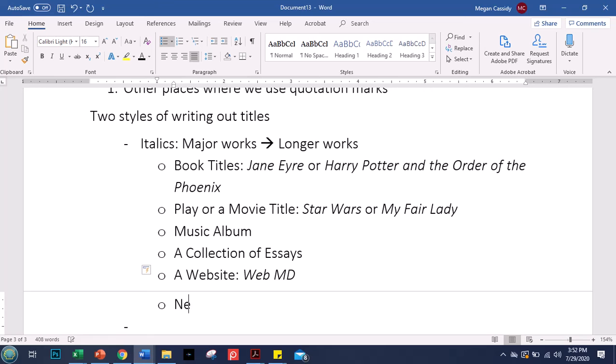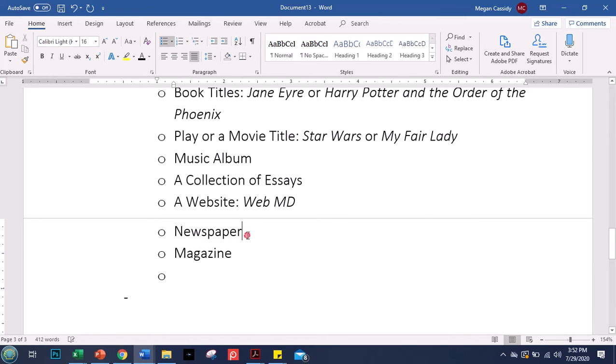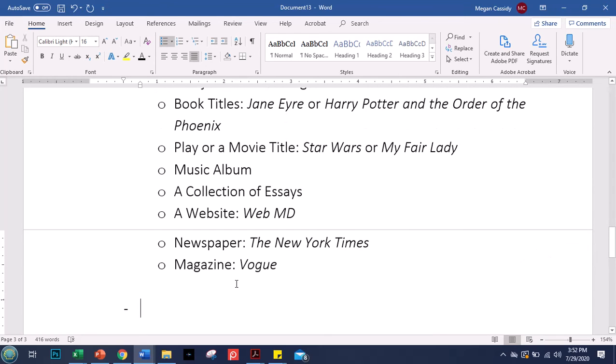Another one, a newspaper, online or in print. A magazine, again, online or in print. So, for example, the New York Times, right? Or a magazine, if any of them are still in print. Is Vogue still in print? Maybe. Okay, Vogue. There we go. So those are all in italics. So what does this have to do with quotation marks? Well, quotation marks we use for minor works.